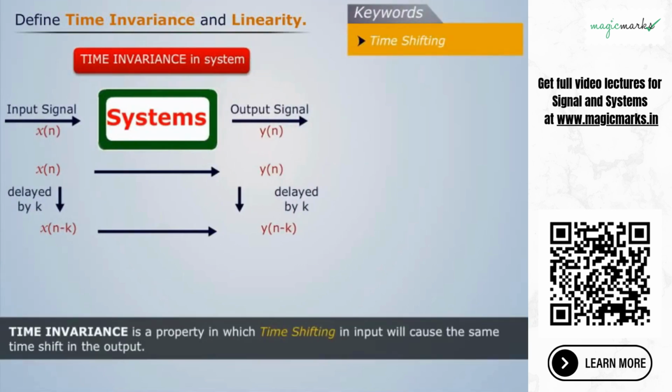Thus, time invariance is defined as a property in which time shifting the input will cause the same time shift in the output. That is, x of n minus k must equal y of n minus k.